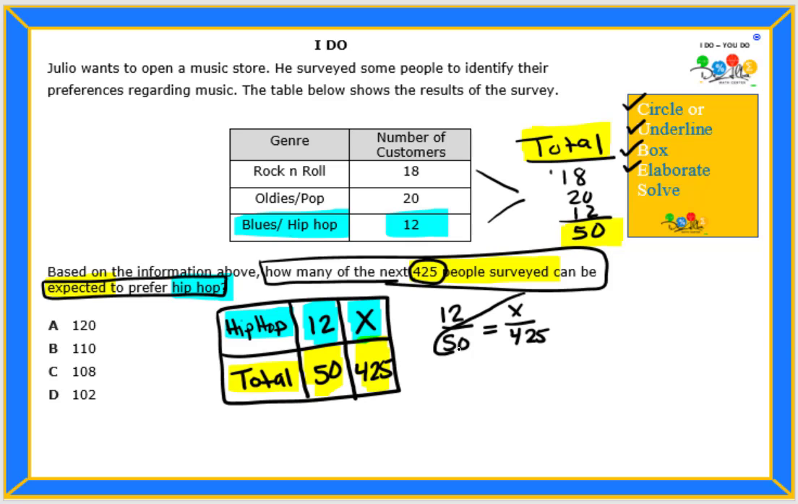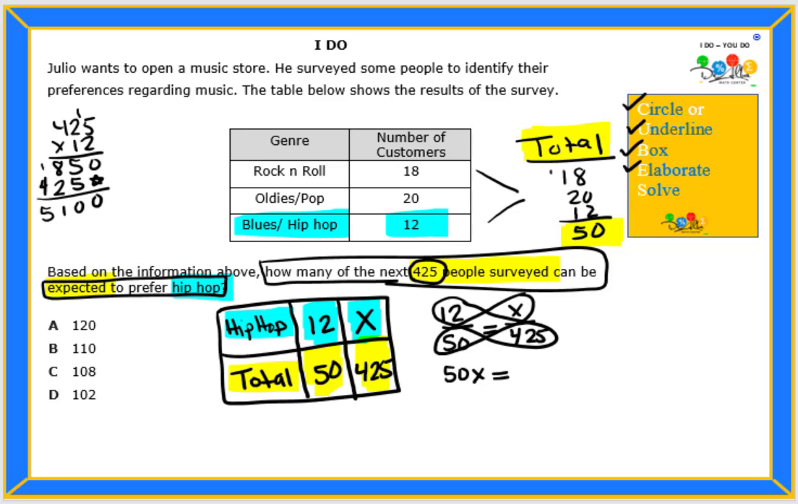So if you use cross products, 50 times X is 50X, and that's equal to 425 times 12. Okay, so I multiplied that at the top. I hope you did too. And I got 5,100. What did you get? All right, so then we have our one-step equation, which is 50x equals 5,100. So now we're going to divide by the coefficient, 50. And it's an equation, so we do the same thing to both sides. 50 divided by 50 is 1, so now we have x isolated all by itself.